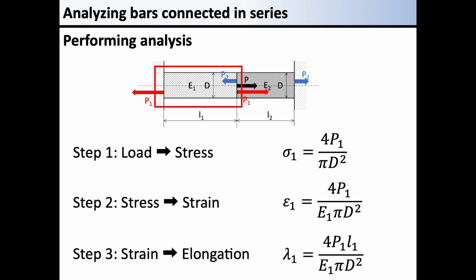This calculation process is similar to the process introduced before. We get the stress as the load divided by the cross-section area. We get the strain at each section as the stress divided by the Young's modulus. By using the values of the strains, the elongation can be calculated.